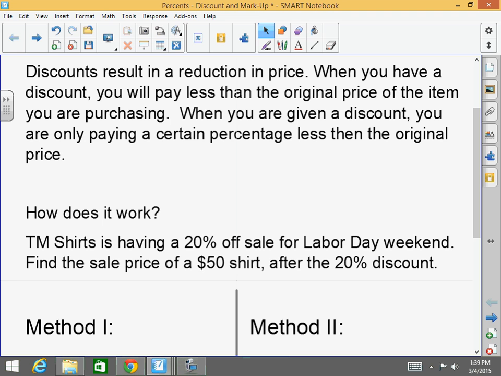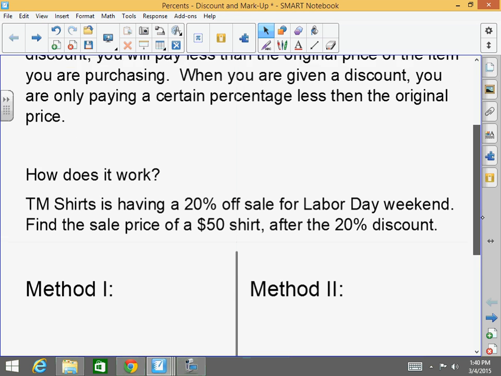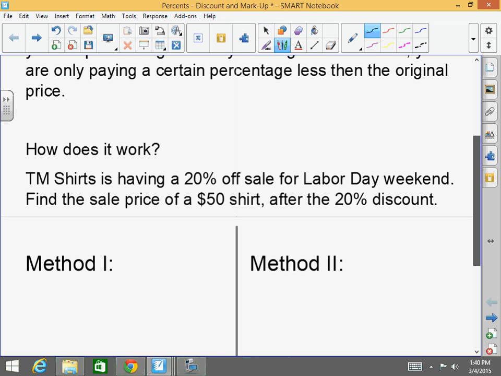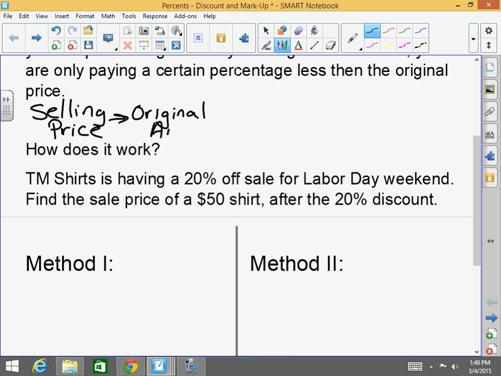Okay, guys, so how does it work? TM Shirts is having a 20% off sale for Labor Day weekend. Find the sale price of a $50 shirt after a 20% discount. Let's first talk about a little bit of vocabulary. Selling price is what the store sells it for. Selling price is the original amount.